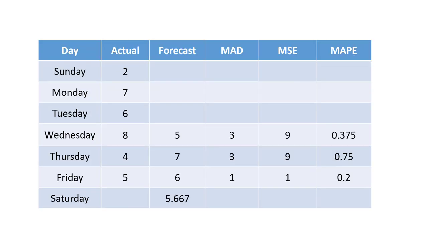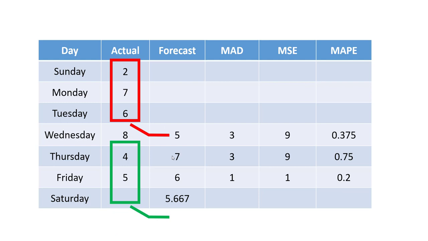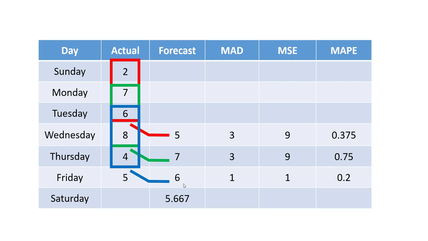All right, so hopefully you worked your way through and you got the correct answers. I will work through this for you. So 2, 7, and 6. We're going to average those. We get 5. 7, 6, and 8 gives us 7. 6, 8, and 4 gives us 6. And 8, 4, and 5. This would give us the forecast for Saturday. So we wouldn't have to do all of these if all we needed was the forecast for Saturday. But we need these for error.